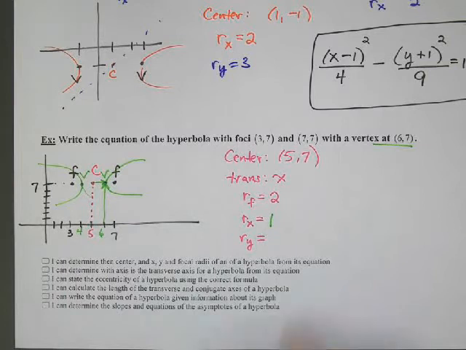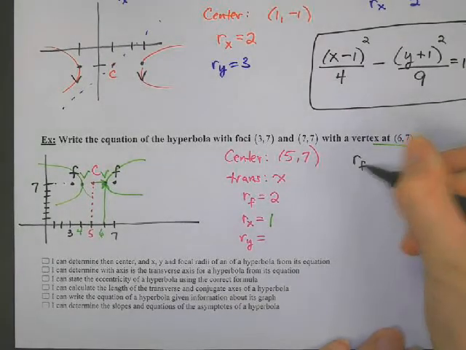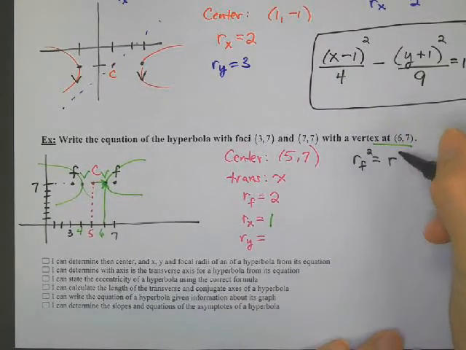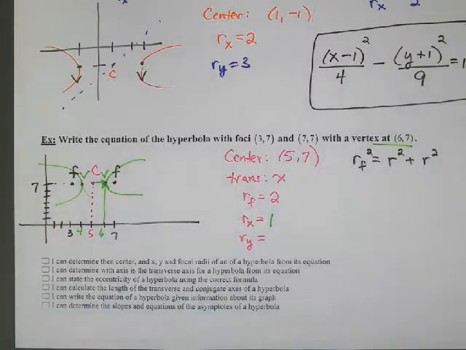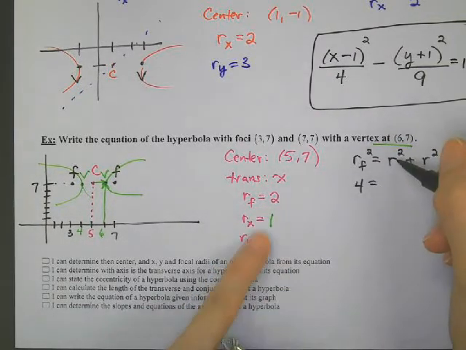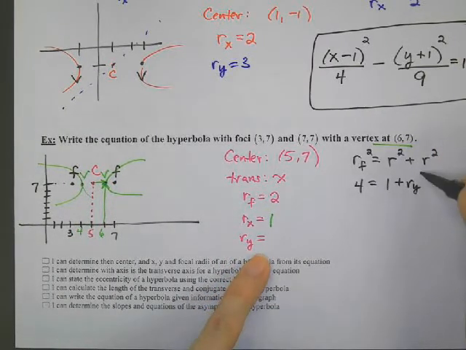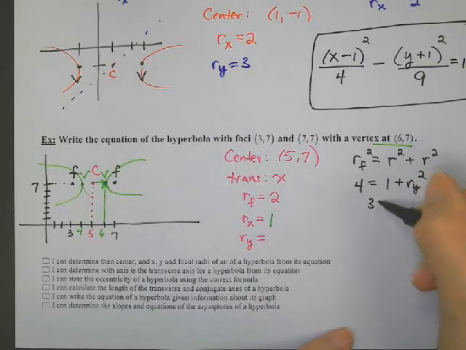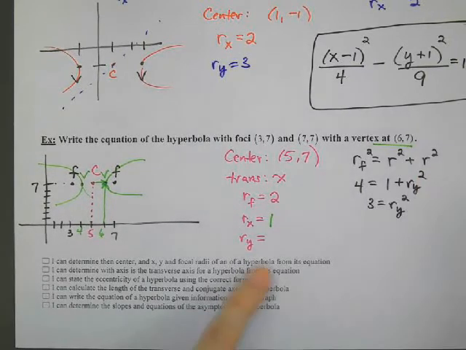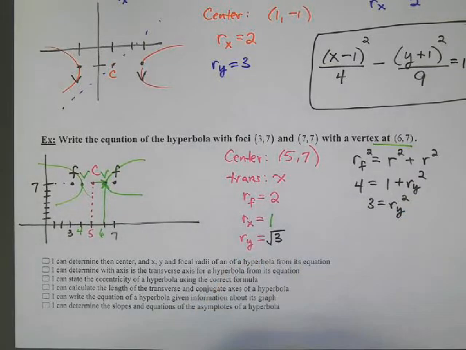Okay, there's only one more we have to figure out, and that's r sub y. But we do have 2 of the radii, so we can use that nice formula. R sub f squared equals r squared plus r squared. R sub f squared is going to be 4. I've got r sub x, so squared is 1, so this must be r sub y squared. 3 equals r sub y squared, so r sub y must be the square root of 3.